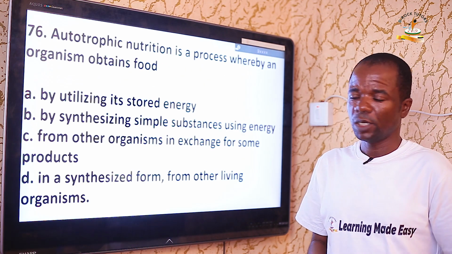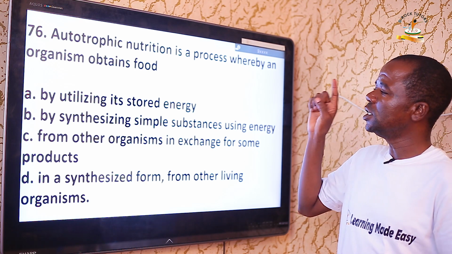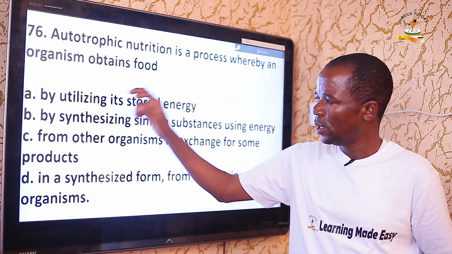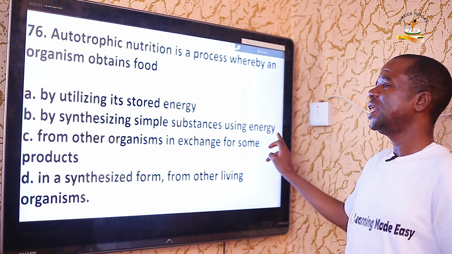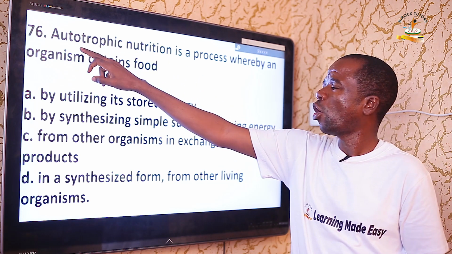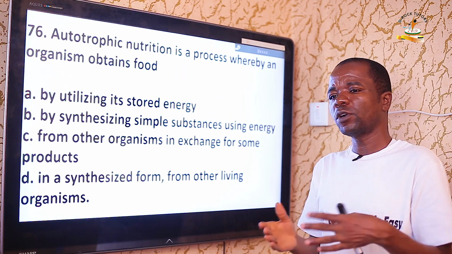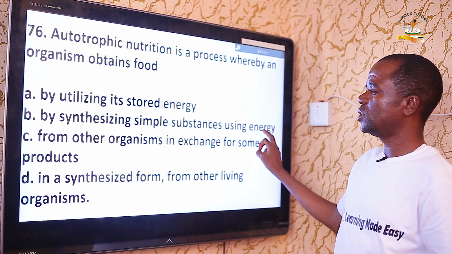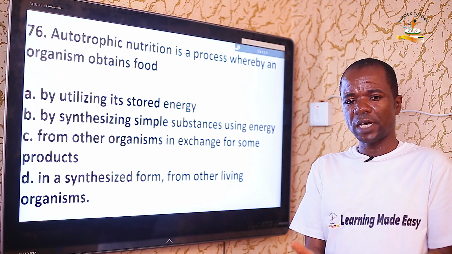Number 76. Autotrophic nutrition is a process whereby an organism obtains its food. If you look at the options, the correct answer here should be B, by synthesizing simple substances using energy. That's the correct answer, because photosynthesis occurs during autotrophic nutrition. Green plants are autotrophs. Autotrophs are those organisms that can tap energy from the sun. That's the meaning of using energy from the sun to produce simple substances such as glucose.